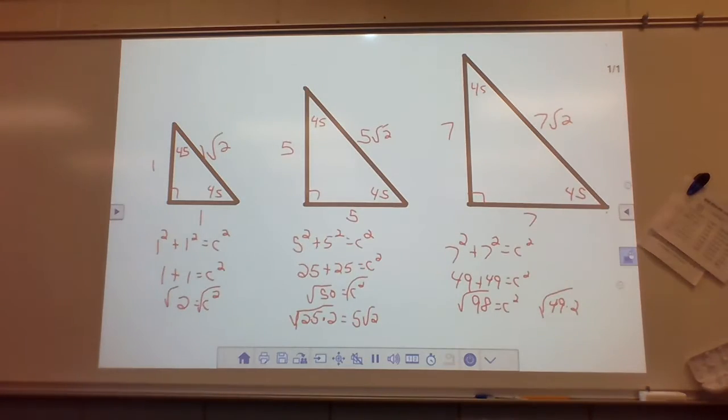So that's why this 45, 45, 90 is considered a special right triangle, because there's some definite patterns that showed up. Next week, I hope, if we end up being here enough days to do it, we have a 30, 60, 90 degree triangle that also has some patterns. So this is the one we're working on today.